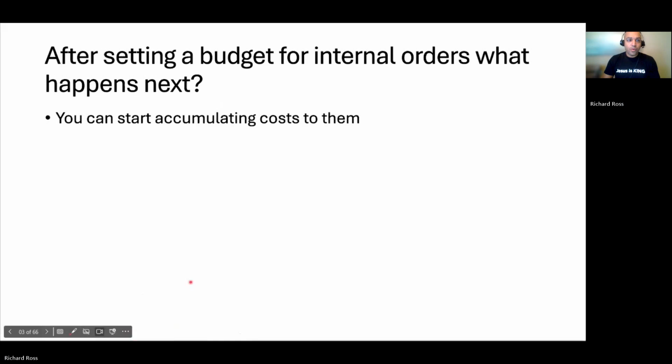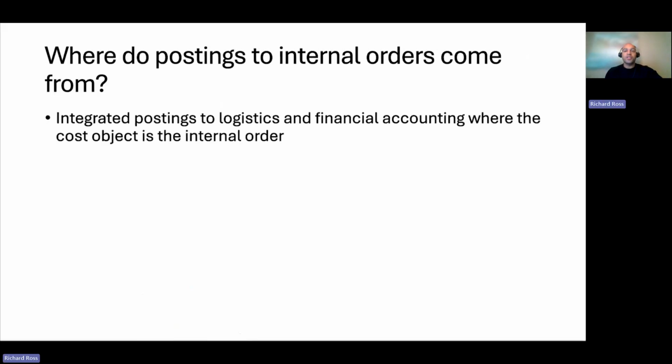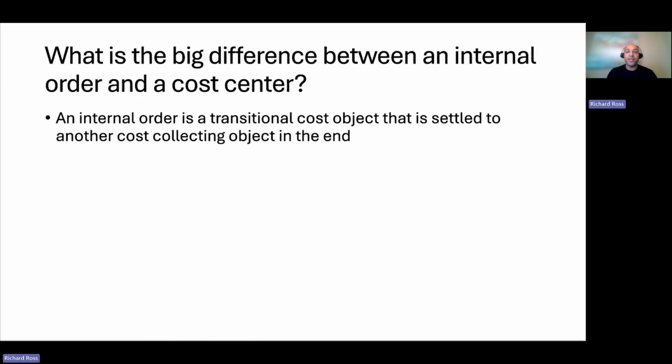Okay. Question. After setting a budget for internal orders, what happens next? You can start accumulating costs to them. Where do postings to internal orders come from? Integrated postings to logistics and financial accounting, where the cost object is the internal order. What is the big difference between an internal order and a cost center? An internal order is a transitional cost object that is settled to another cost settling object in the end.